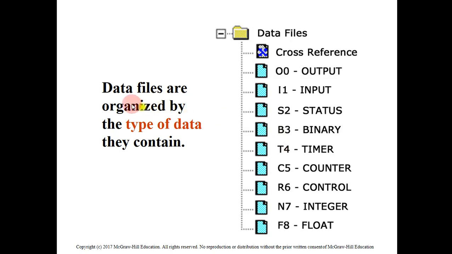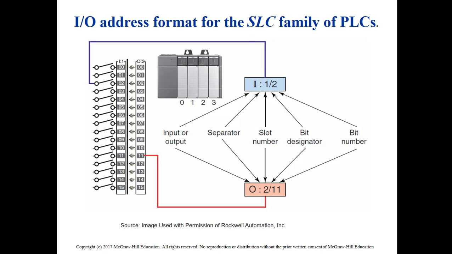So the data files here are organized by the type of data they contain. If the data is from an input device, we call it input data or input file. If it's from an output device, we call it output. If it's from a timer, it will be timer. From a counter, it will be counter, and so on.